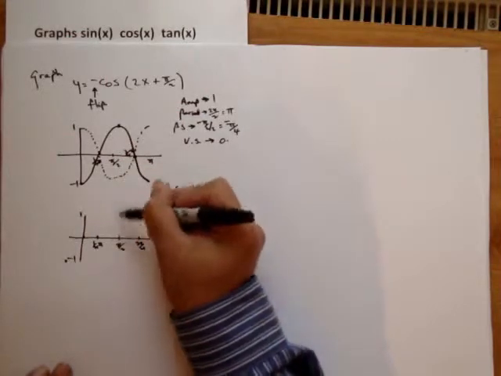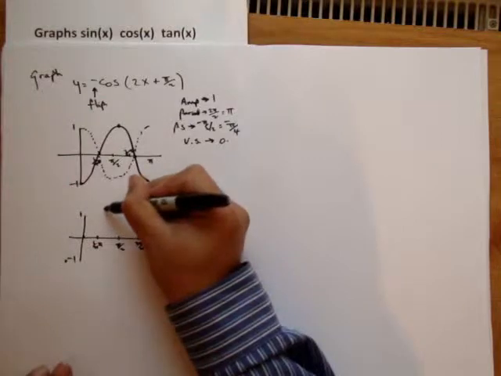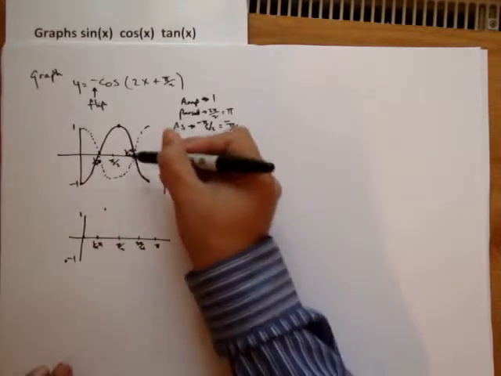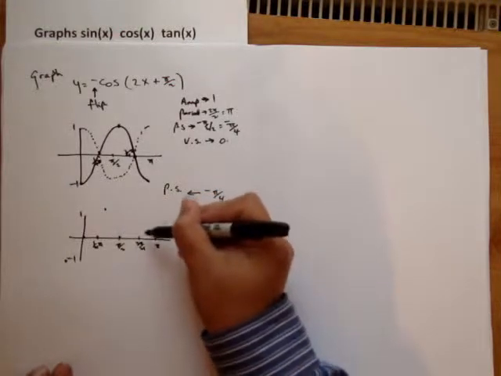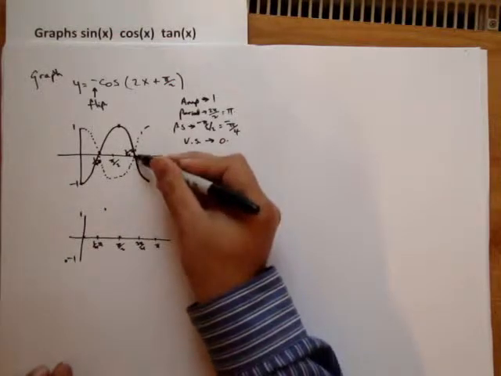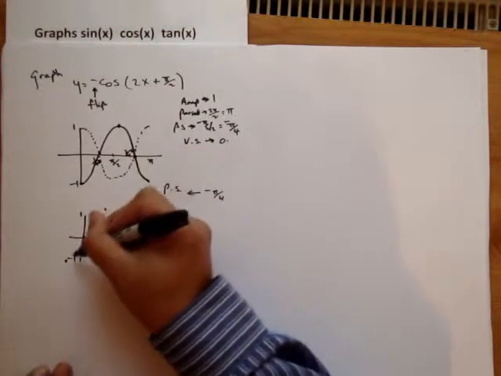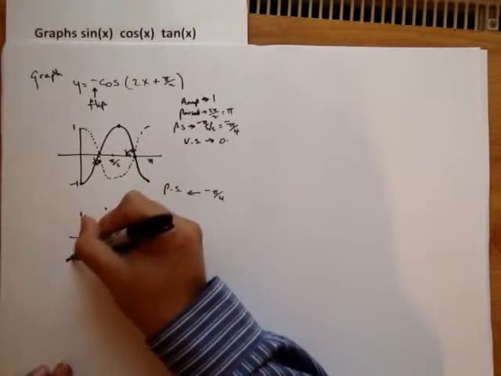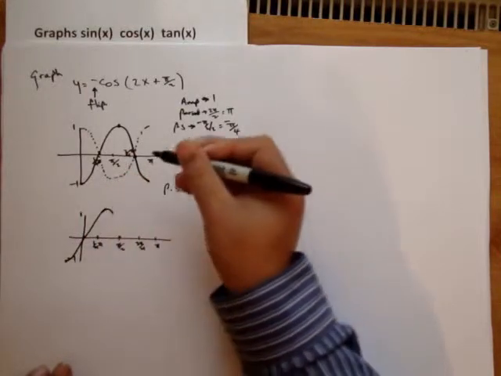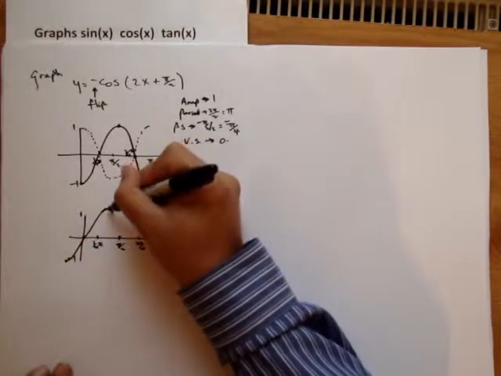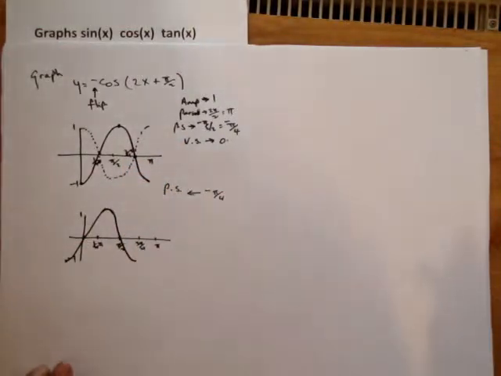This half point, which is up here, will move up to the quarter point. This point will move to the pi over 2. And this point, which is 3, will move over here. So it's going to look something like through there, over there, through the pi over 2, and down like that.